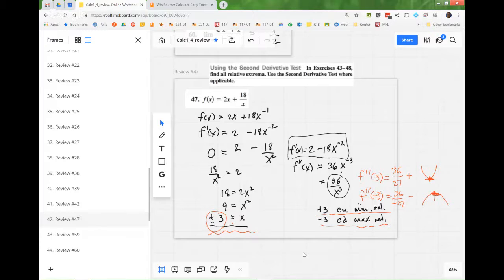Yeah, I understand that, and I understand the concavity. I just, for some of the previous review problems, I wasn't sure when to use the first derivative or the original equation. Oh, you mean when you substitute in? Yeah. Okay. I get the picture now.